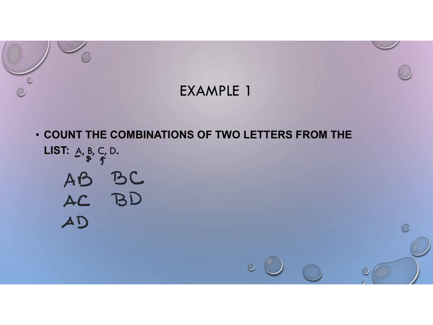Now we're going to move to C. And notice we've already put C with A over here, and we've already put C with B over here. So the only thing we have left is C with D. And now if I go back and count these, there are 6 combinations, taking 2 letters out of those 4.